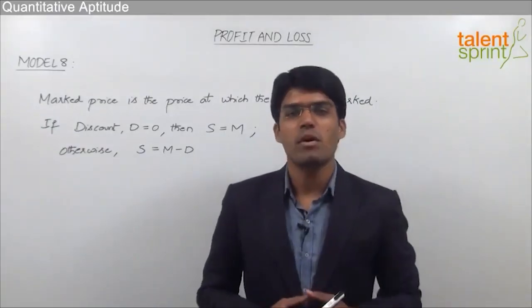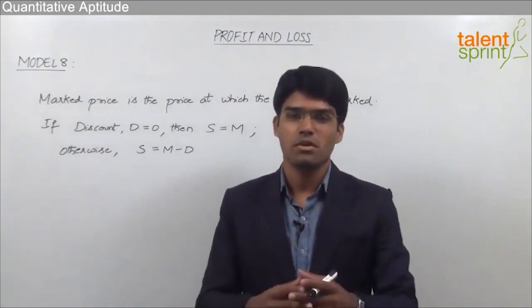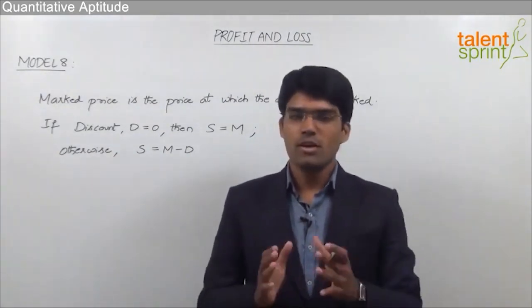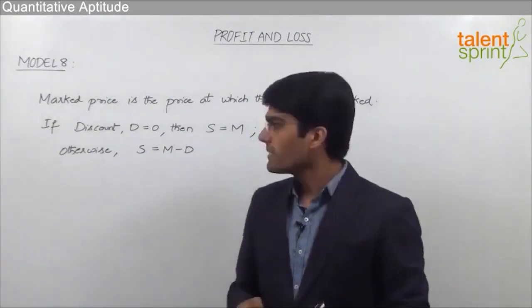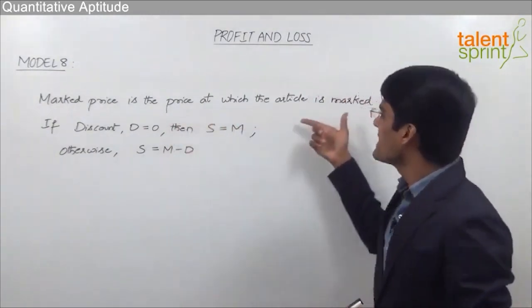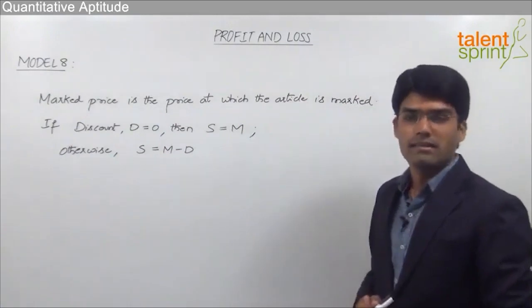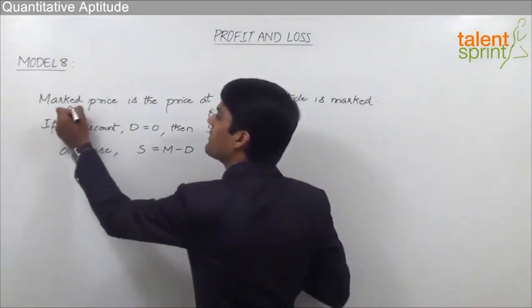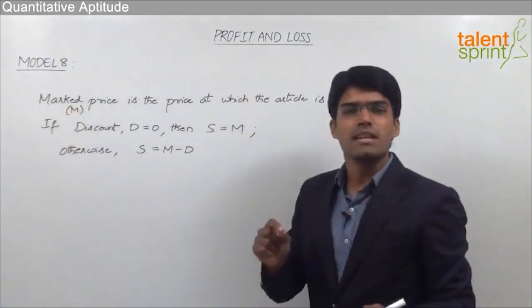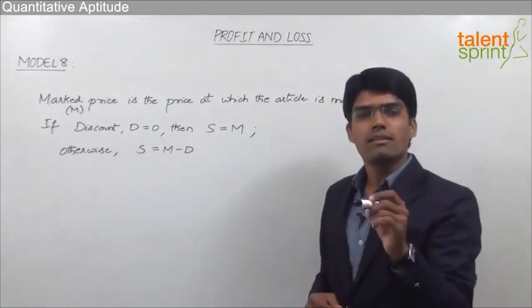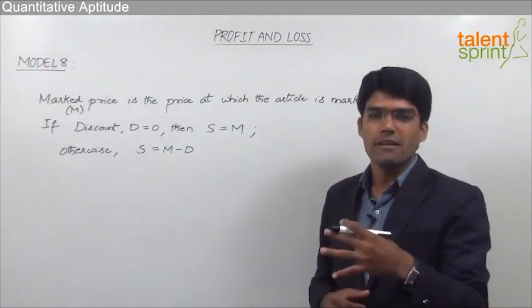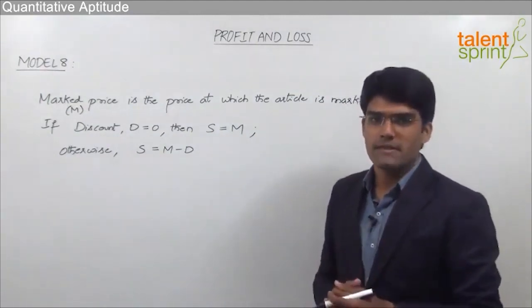Let us now take the next model from profit and loss, which is based on the concept of discount. To understand this concept, we first need to learn what is marked price. Marked price is the price at which the article is marked. It is generally denoted as M. So it is nothing but the price at which the article has been marked. We find that on many articles there is a label or there is the value written. So that value is known as marked price.